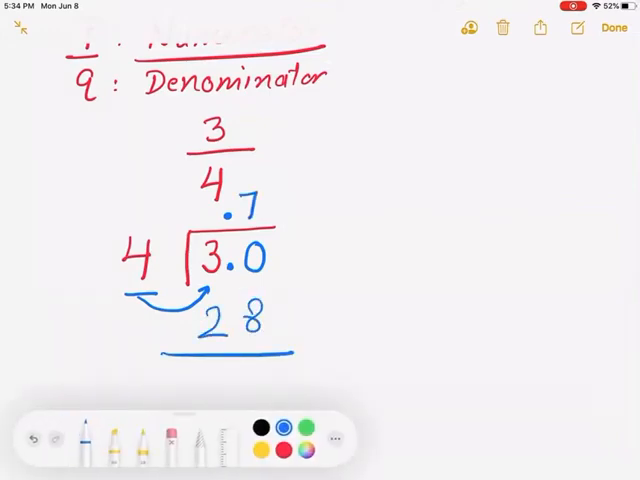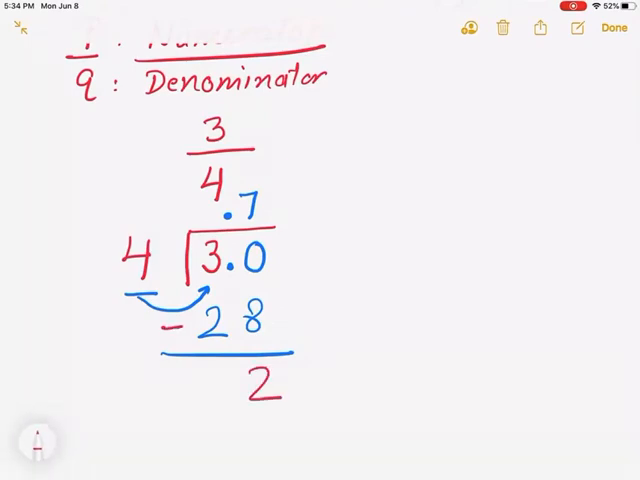Subtract. Minus, 2. All right. So 2. How many times does 4 go into 2? None. So I need another 0. Bring this down. 4 times what makes 20 or less? It's 5. So it would be 20. No remainder. Yep, that's all. So you have to keep going unless there's no remainder left.